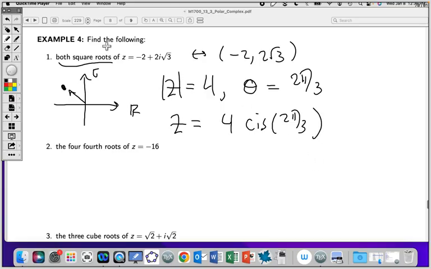Now I want both square roots. So the square root, remember, that's the second root. So there should be 2 of them. So let's start.